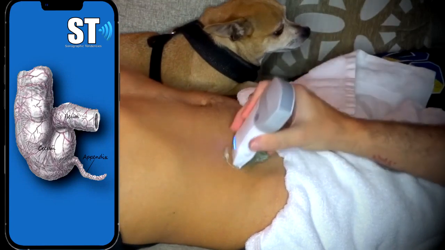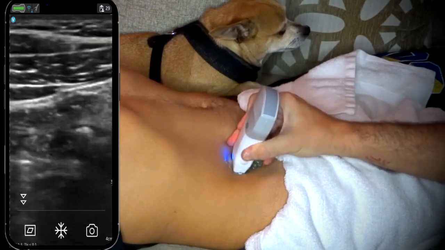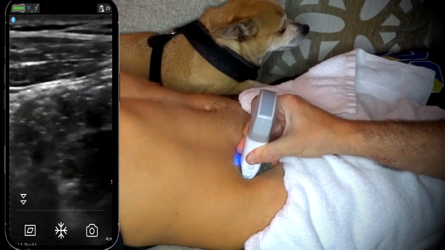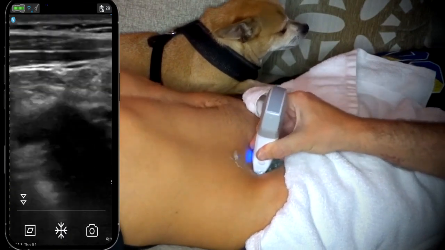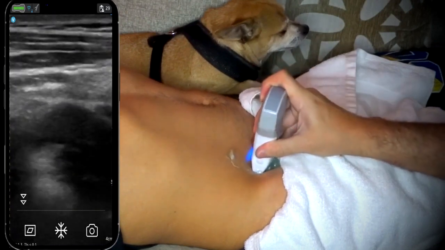Alright, so I'm not going to go over the protocol because I already did a video on that. I'm just going to show what I do to find the appendix. So I'm going in blind. Let's see if I can find it. I have to press hard, okay? Sorry. So I begin in the right lower quadrant.